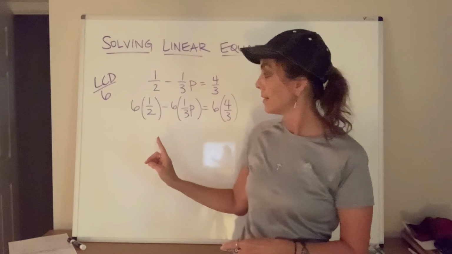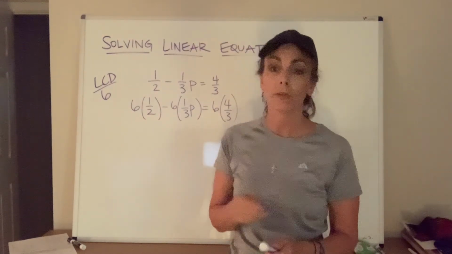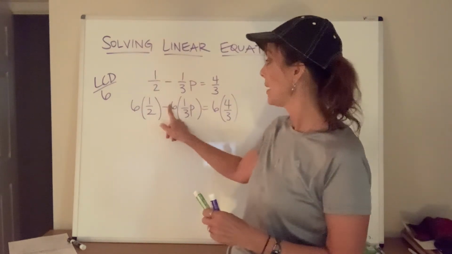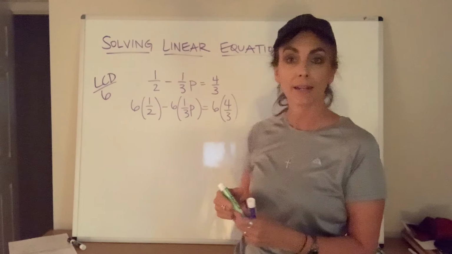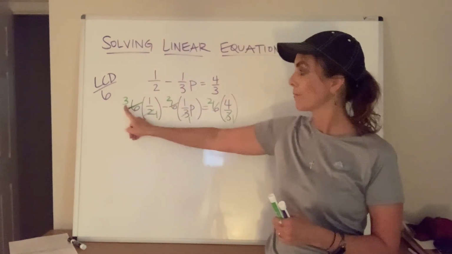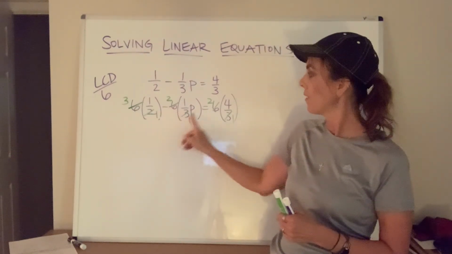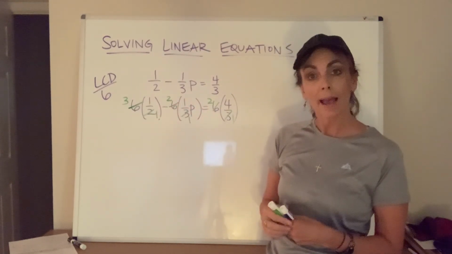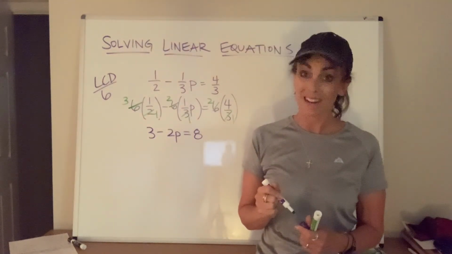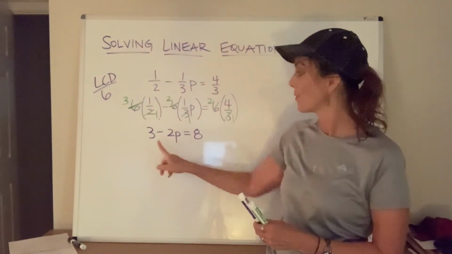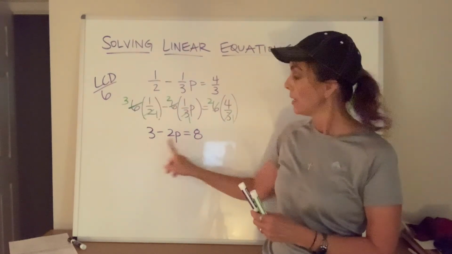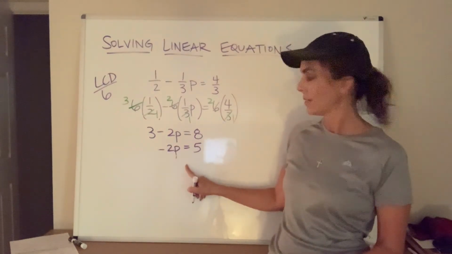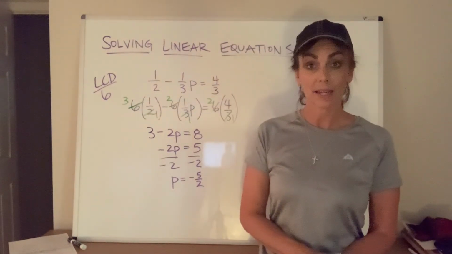Okay, when I do this, you ready to cross some stuff out? Take a look at what fractions can be simplified. I have 6 divided by 2 and 6 divided by 3 and 6 divided by 3. The 6 divided by 2 became 3 divided by 1. And both 6 divided by 3's became 2 divided by 1. Let's rewrite and see what we have. Wow, that really simplified things. I am left with 3 minus 2p is equal to 8. Subtract this 3 to the other side, and then we'll divide by negative 2. Negative 2p is equal to 5, and p is equal to negative 5 halves.